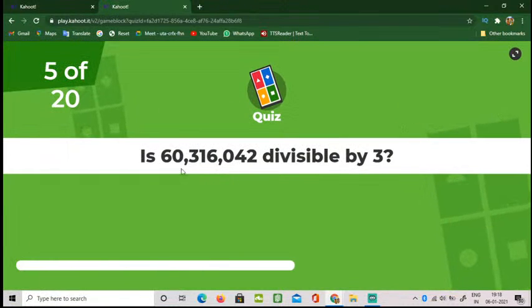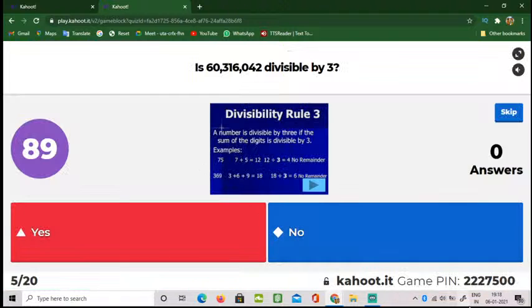So this is the fifth question, and they are asking if the number 60316 is divisible by 3. I hope you all know the divisibility rule. So I want you to find if it is divisible by 3 or not, and click yes or no.